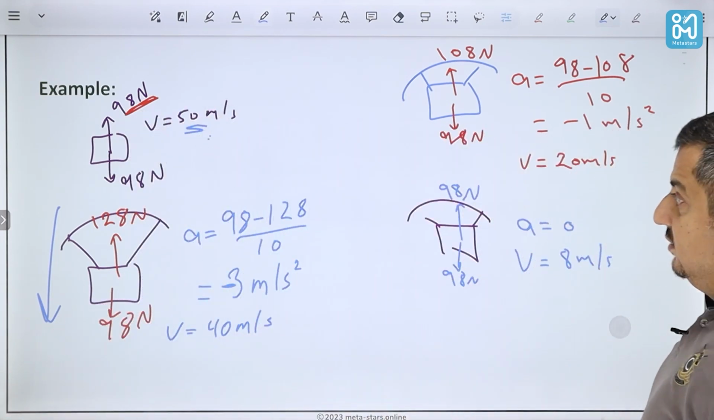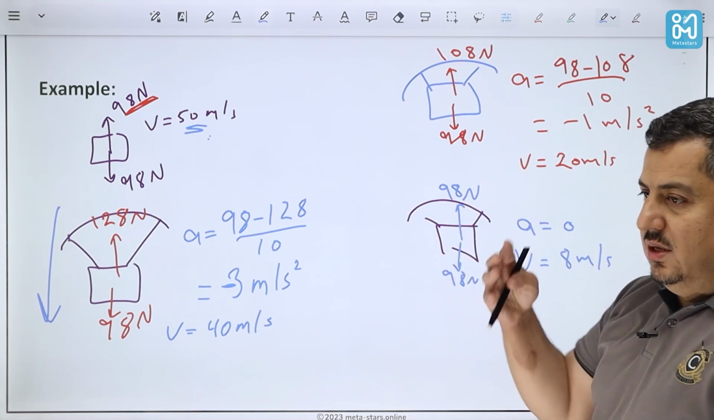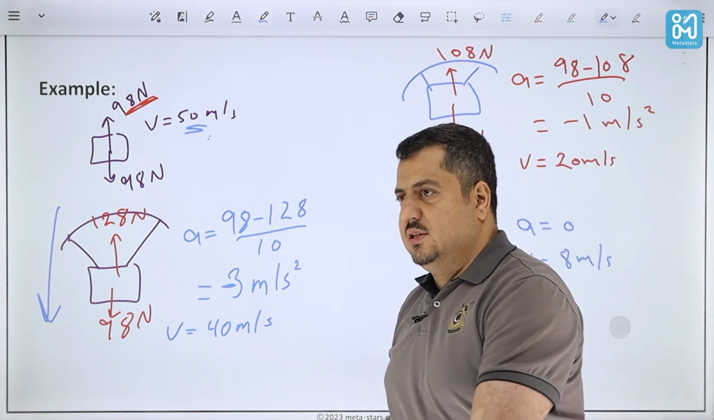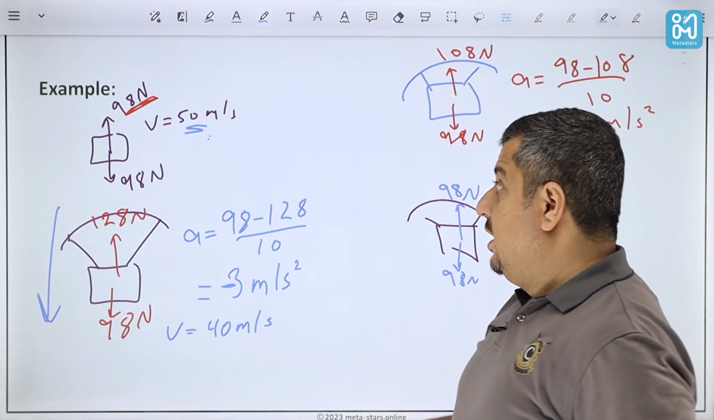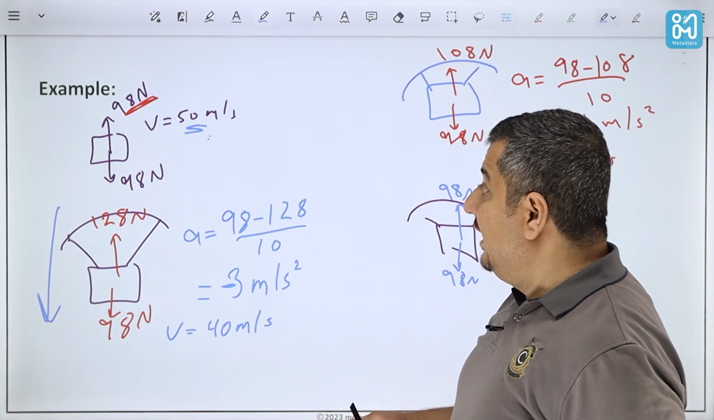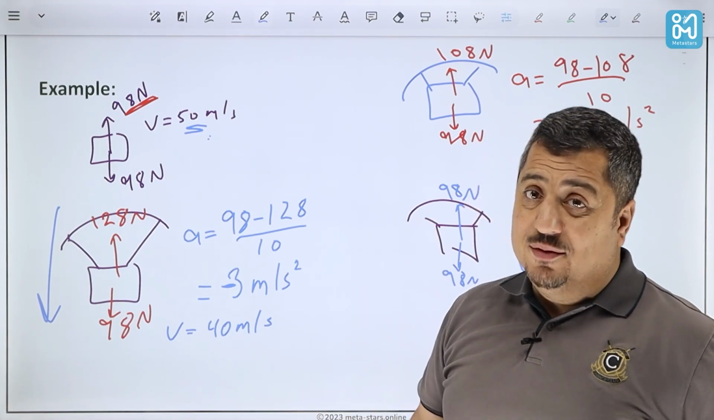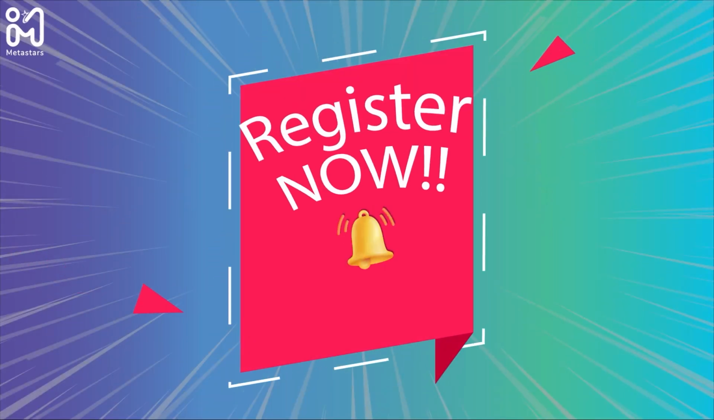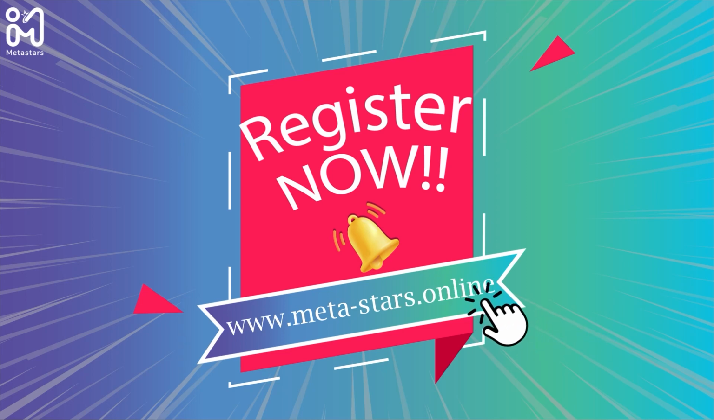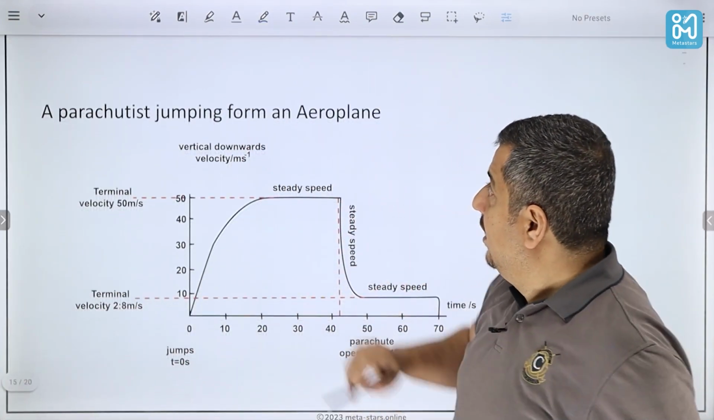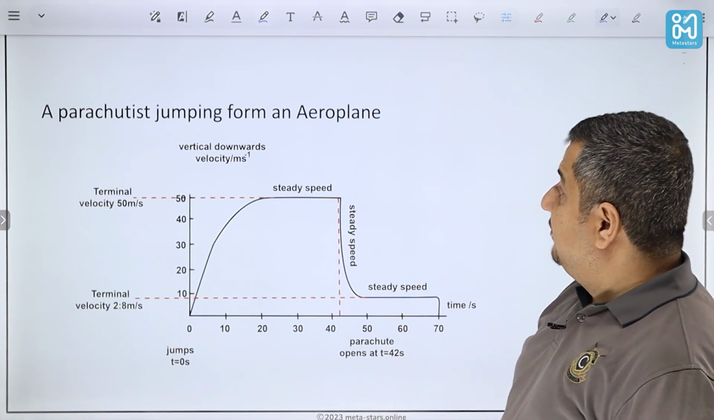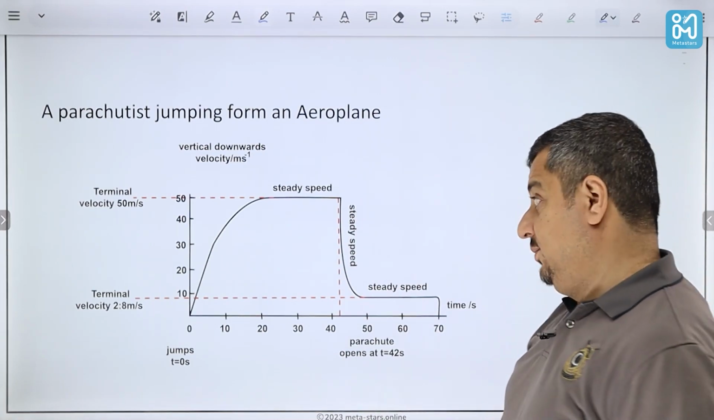The thing is, the loop here is that the increase in speed increases the air resistance, and the decrease in speed decreases the air resistance. Now, we can represent this by a speed-time graph. And here it is. This is the speed-time graph for the case that I explained.